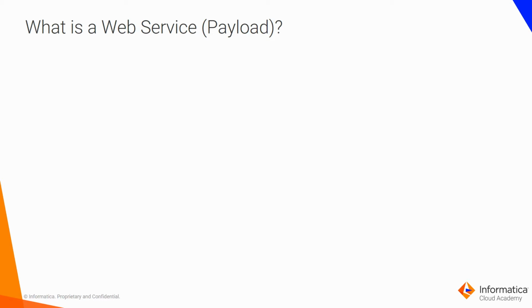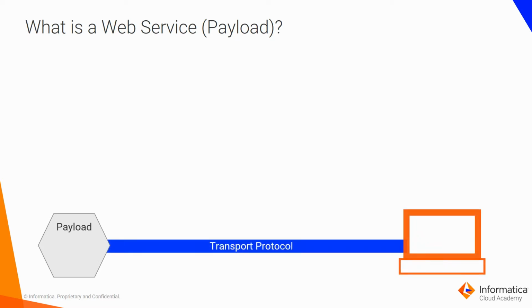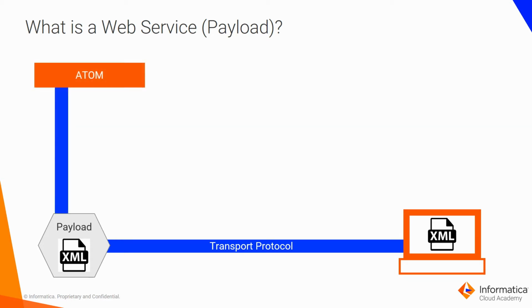Now you need to understand what is a payload to understand the functioning of the web service. In a broad sense, payload is actually the content of the message that you are sending using the transport protocol. In most of the web services, the payload is an XML format. You can also find different types of XML messages. ATOM is an agreement of XML with certain tags in it. It is a standard way of describing the data.